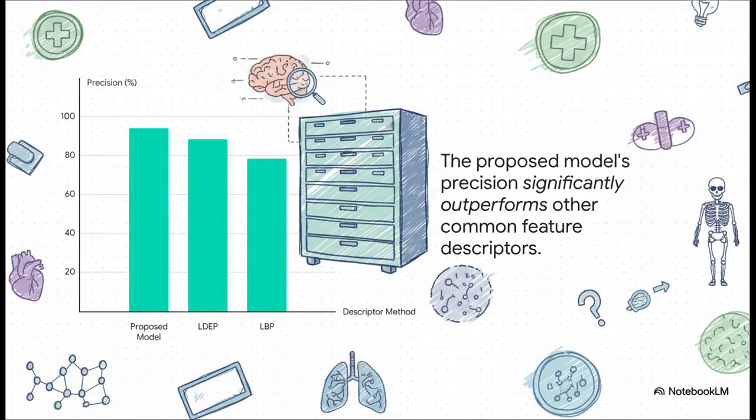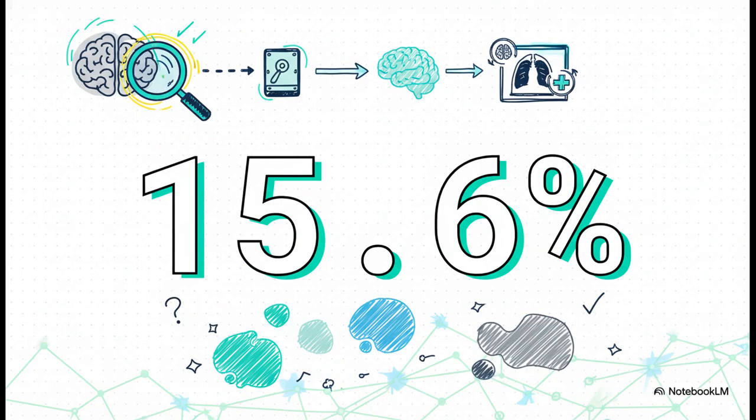When we're talking about precision, which is basically how accurate the search results are, the proposed model hits 94.18%. That is a solid jump over the next best method and a massive leap over LBP, which remember is a really common technique used in this field. Let's put a hard number on that improvement. We're talking about a jump in precision of a full 15.6% over that common LBP method.